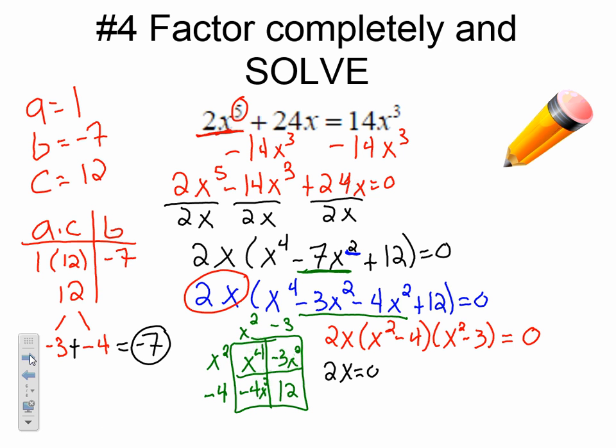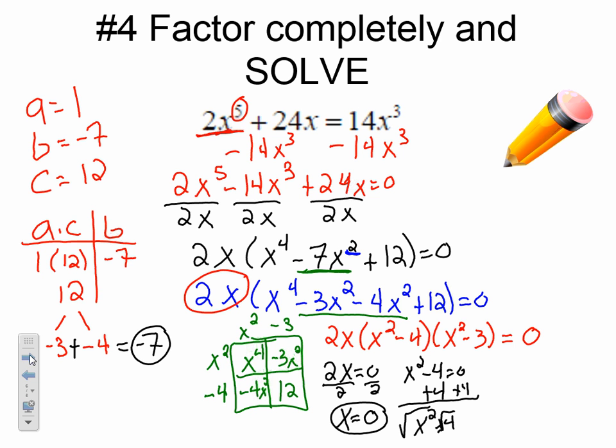2x equals 0. So we divide both sides by 2. So x equals 0. There's 1. X squared minus 4 equals 0. Add 4 to both sides. X squared equals 4. Take the square root. X equals plus or minus 2.